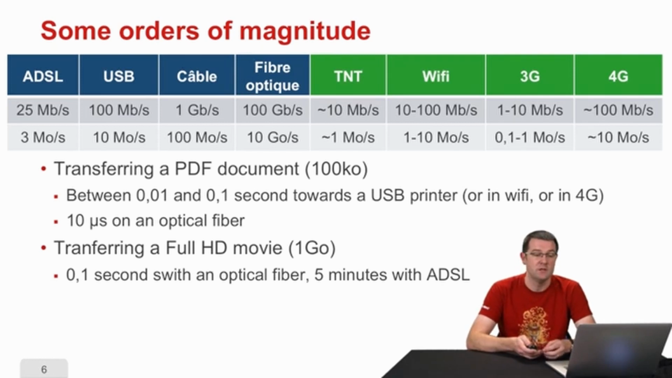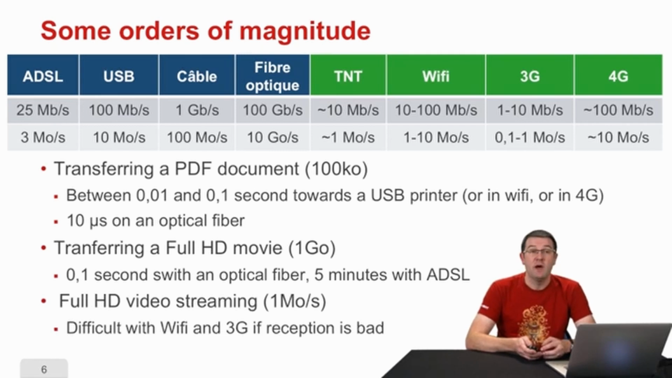With ADSL, on the other hand, it can be much slower, the transfer will take several minutes, so that begins to show that it is less instantaneous. If you look at a more average use now, to use video on demand, for example, let's say full HD video streaming, so about 1 million bytes per second, a megabyte per second, with ADSL, if the connection is good, it should work. With a Wi-Fi and 3G network, on the other hand, it can get complicated, except if the reception is very good, so if you are standing very close to the Wi-Fi or 3G transmitter. It will depend on the conditions, but it could be complicated to watch high-quality videos on that type of connection.